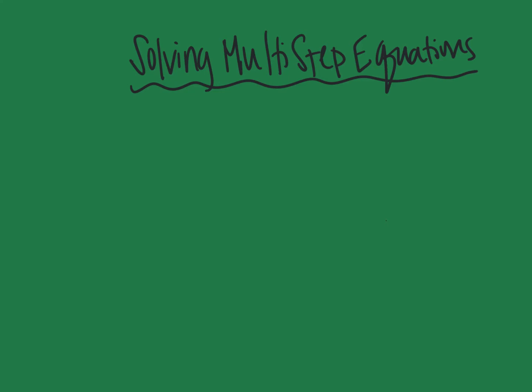So we're going to solve some multi-step equations. The first thing we really want to think about is, are these equations linear? A linear equation will have just a single variable with an exponent of 1, or it'll have two or more variables, but all of the variables will have exponents of 1. So we're talking about things like 2x plus 3 equals 7, or x plus y equals 5.